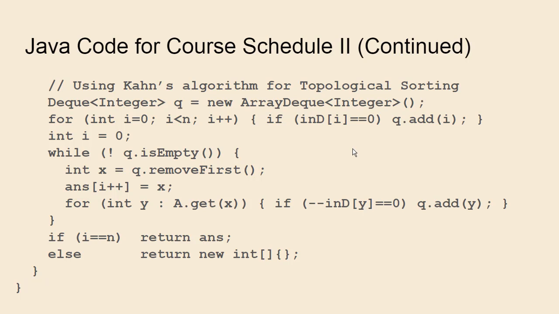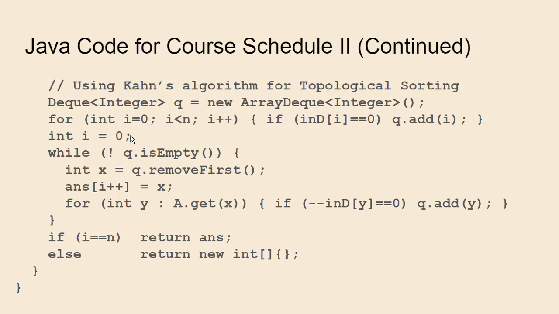After initializing the adjacency list, we can use Kahn's algorithm for topological sorting. We start by creating a queue. Again, I use an array deque, and the queue is initialized to include all the nodes that have in degree 0. That means these are the courses that have no prerequisite. So I loop through all the nodes and check if they have in degree 0. If so, I add them to the queue.